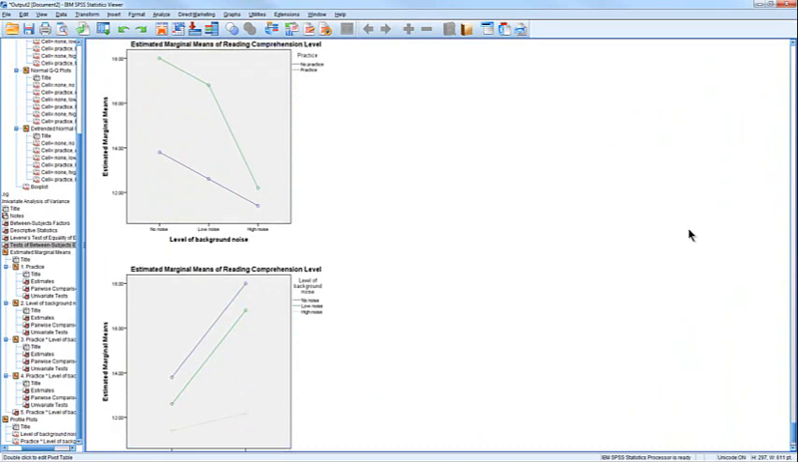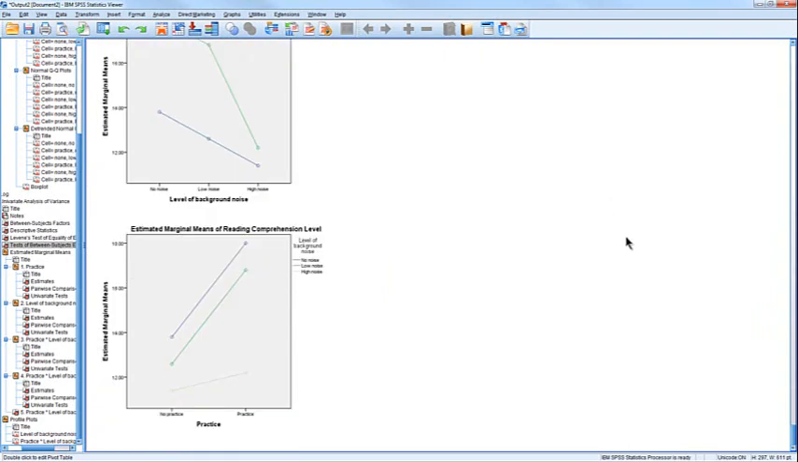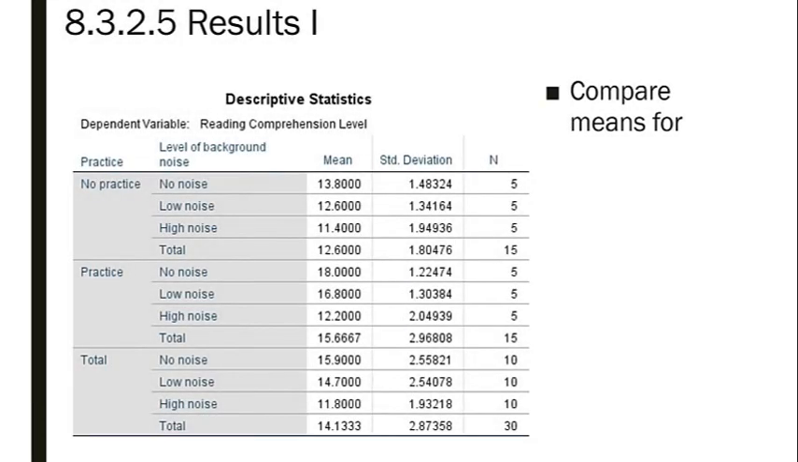And then I asked for 2 profile plots, one showing levels of background noise on the x-axis and practice as the different lines, and then one with practice on the x-axis and levels of background noise as the different data paths. So let's start with the descriptive statistics table.